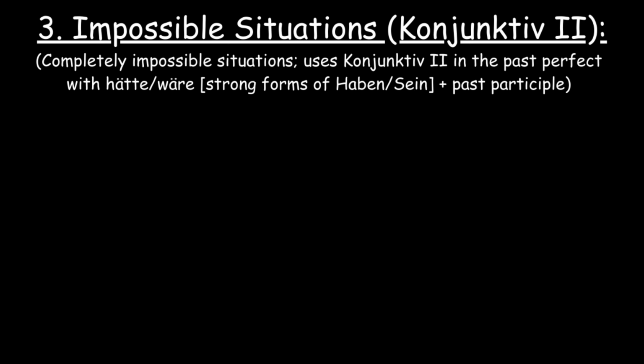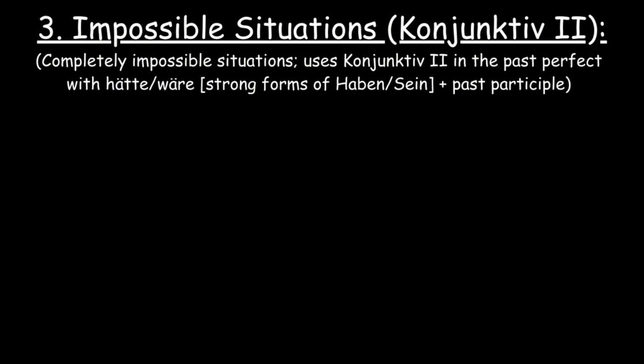The third conditional, also Konjunktiv 2, expresses situations that are completely impossible and didn't happen. This conditional will likewise use Konjunktiv 2, only this time in the past perfect tense, using hätte or wäre, which are strong forms of haben and sein, along with a past participle.